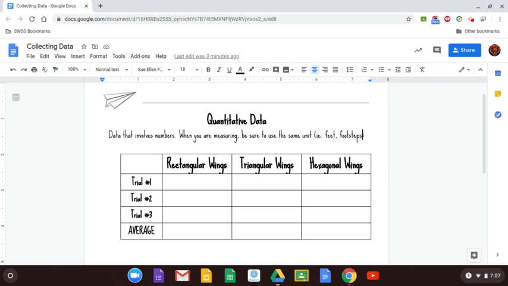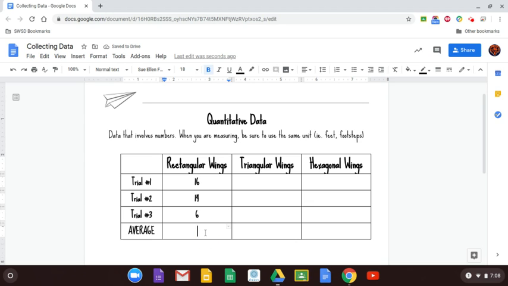So what you're going to do is for each type of wing, you're going to do not just one throw. You're going to have three different throws. So you'll start with the rectangular wing. You'll throw it one time and you measure it. Let's say it flew a total of 16 steps. Then you threw it the next time and it flew a total of 14 steps. And you threw it one more time and it really did terrible and it flew 6 steps.